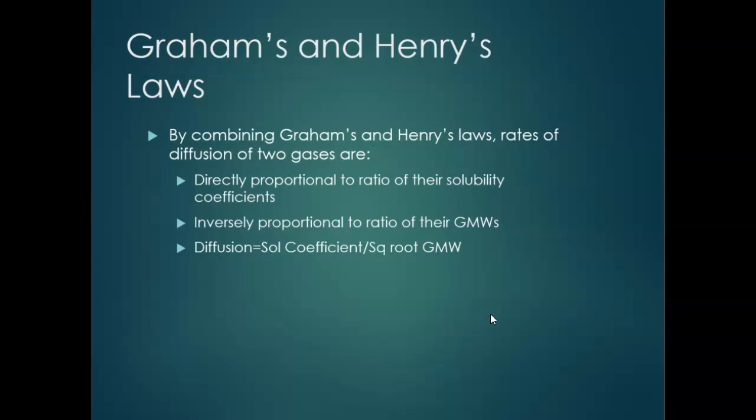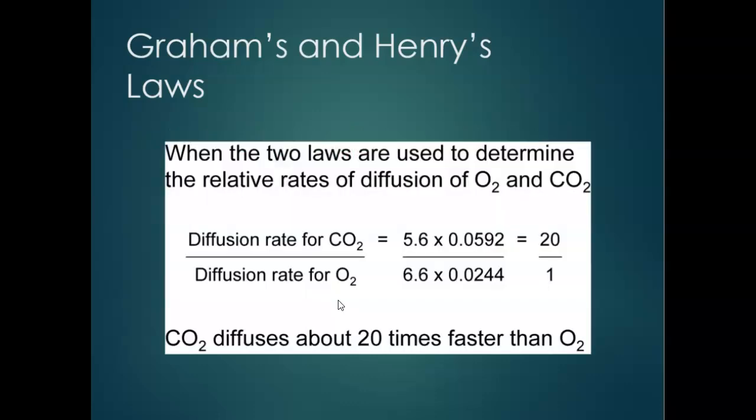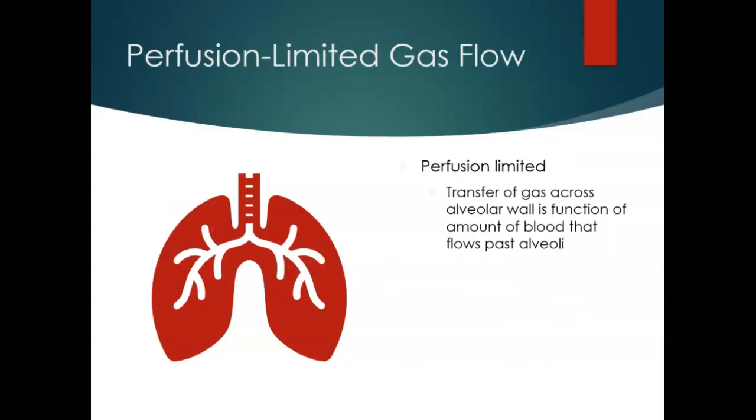So just to summarize again, by combining these, your diffusion of two gases is going to be proportional to the ratio of their solubility coefficients, inversely proportional to the ratio of their molecular weights. And then that's the equation down below. That's the combination equation. So don't worry about the math as much. Just remember that CO2 is going to diffuse about 20 times faster than O2 because of these factors. Okay.